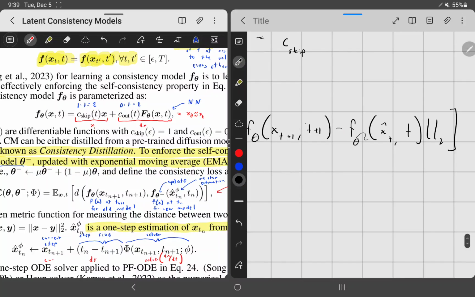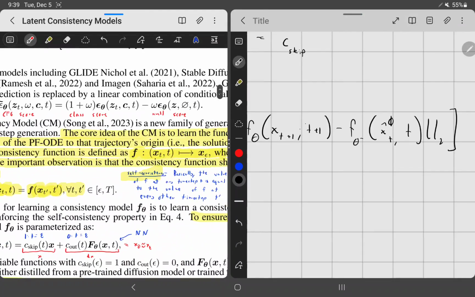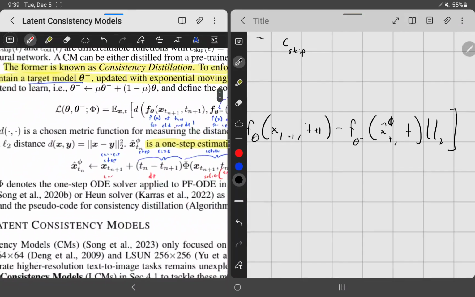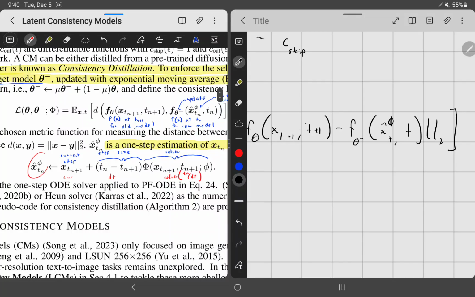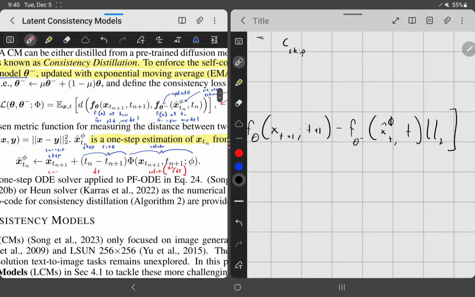But they also add two more things. They add this minus and this phi, not theta, phi. So we have f. F is just your prediction of x0, a one-step prediction using a solver. This is already a prediction that was made, your one-step prediction using a solver, and your solver discretizes it.